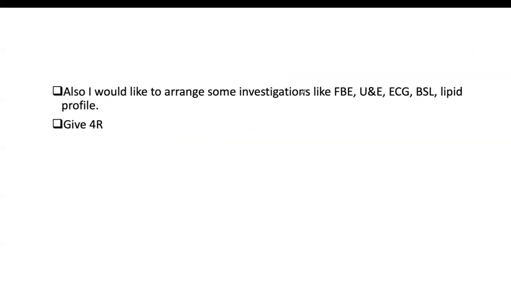I would also like to arrange some investigations: full blood count, your liver and kidney function, ECG if it is not done, blood sugar, and lipid profile to check your cholesterol. Once I get the investigations, I would be able to put your cholesterol, your age, and your blood pressure in a 5-yearly cardiovascular risk chart, and we can find out how much risk you have of getting a heart condition in the next 5 years. And then we can manage you accordingly.